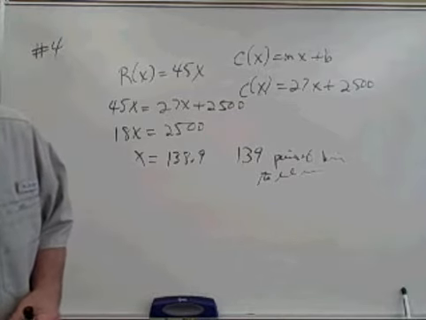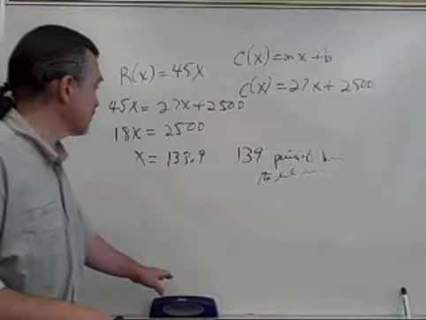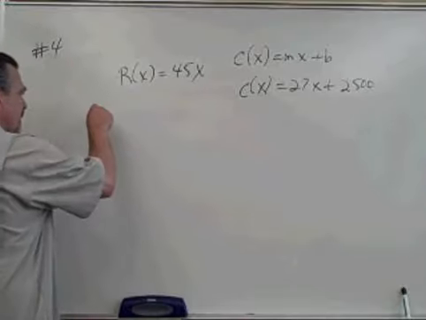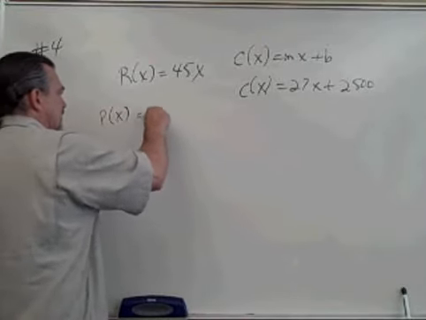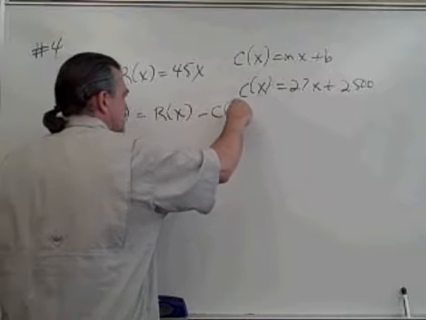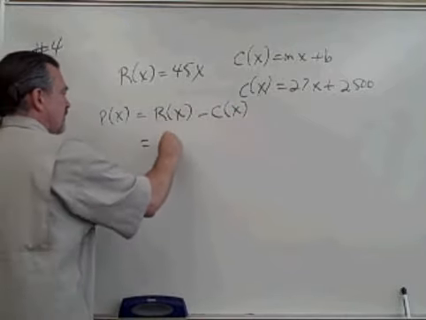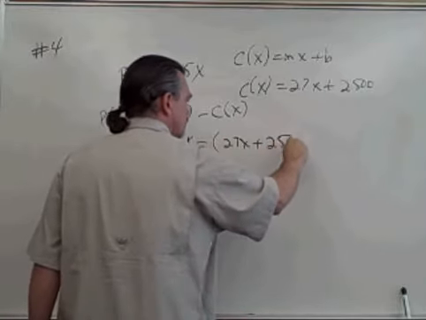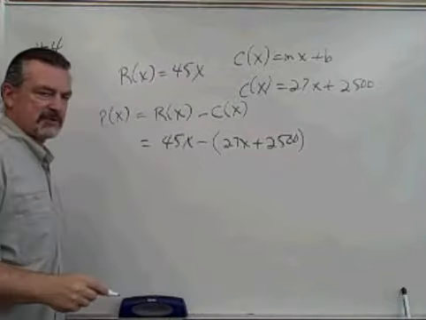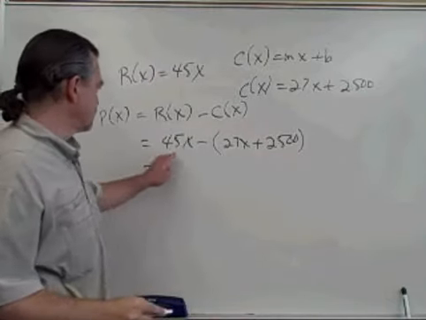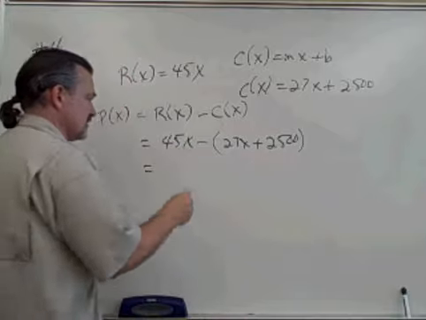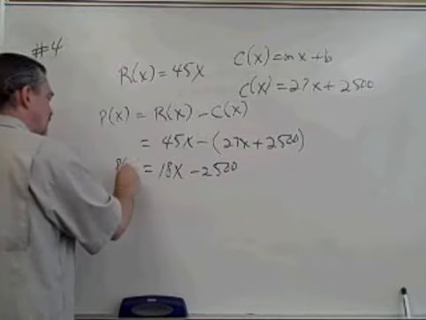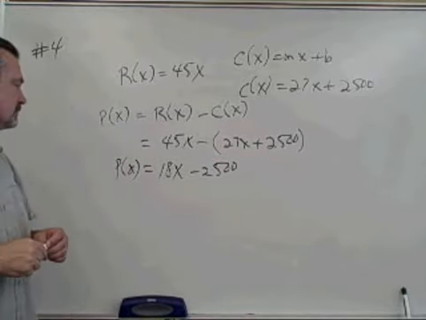Now, part D said, write the profit function. Remember, the profit function is written by taking the revenue function and subtracting the entire cost function. So we have 45X minus the entire cost function, which is 27X plus 2,500. Subtracting those two, 45X minus 27X is 18X, minus 2,500. So there's our profit function.